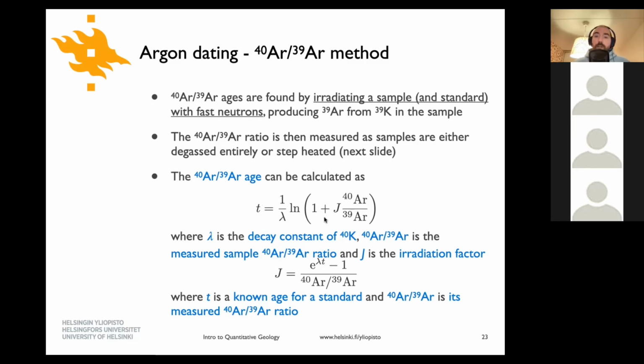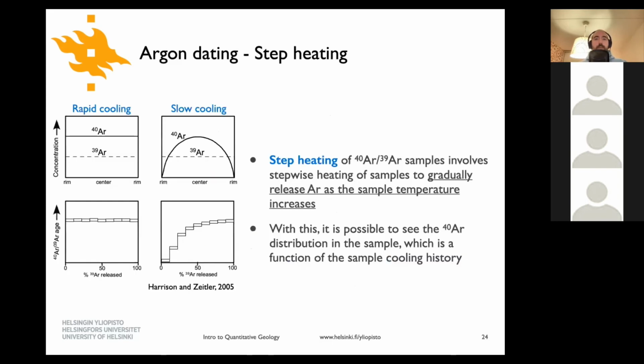Again, we have an age equation that's related to the amount of argon 40 and argon 39 that are measured, and then there's an irradiation factor here, J, and I don't really know the details of how the method works beyond this, so we'll leave it at that for the moment. But the step heating idea is that this is a way in which we can find out whether our mineral has cooled quickly or cooled slowly.